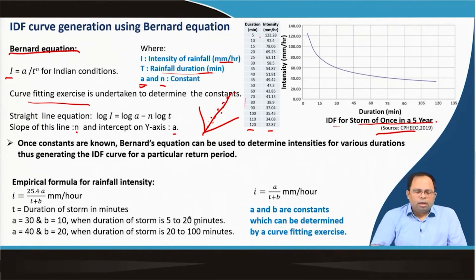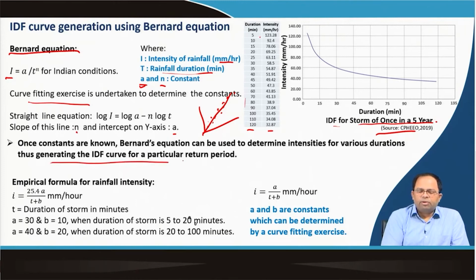Now, once constants are known, Barnard's equation can be used to determine intensities of various durations, thus generating the IDF curve for a particular return period. Now, this is all fine if we have this kind of data, and this data is the maximum data that is observed during the 5-year period for that duration of 5 minutes, 10 minutes, 15 minutes and so on. But if we do not have this data, what to do?